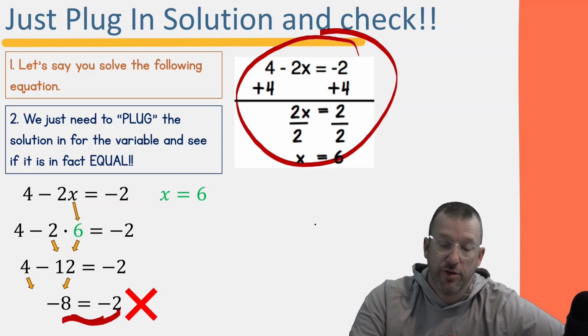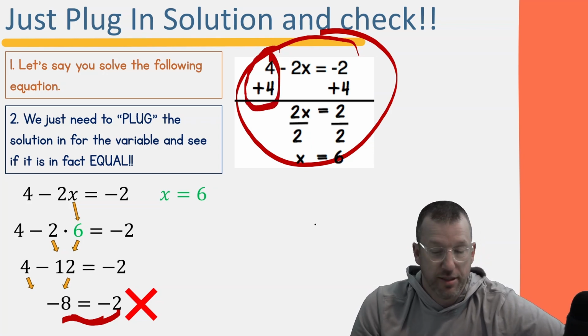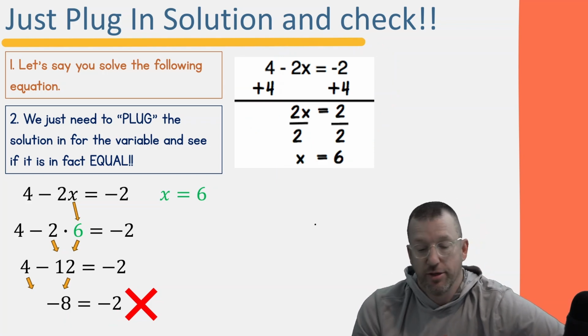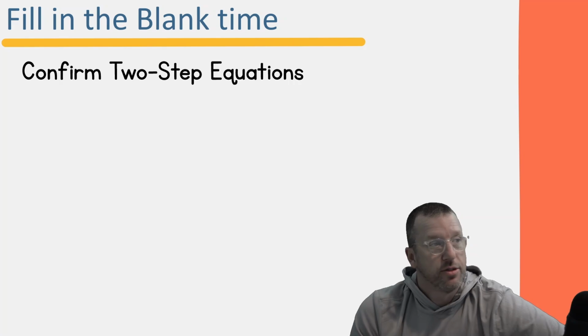In this one, if you look at it, what did we do wrong? It's 4 plus 4x. We should have done the opposite of plus 4, right? We should have subtracted 4 from each side. That's what held us back. So let's go ahead and fill in these blanks.